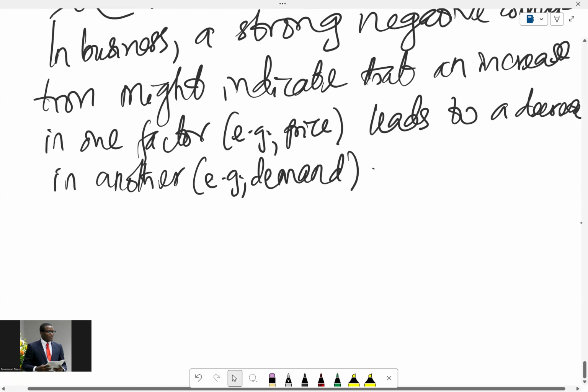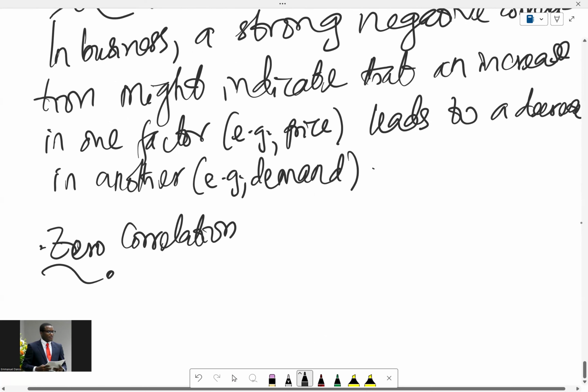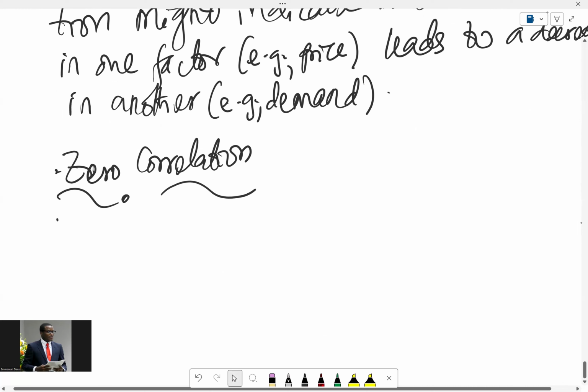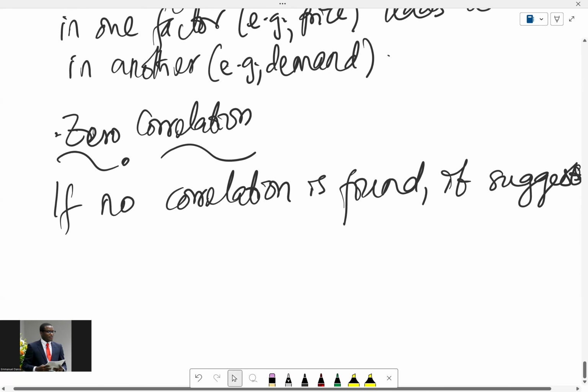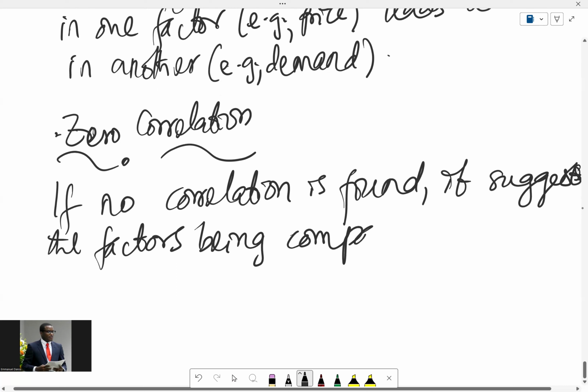Then we go for zero correlation. So here, if no correlation is found, it suggests the factors being compared operate independently.